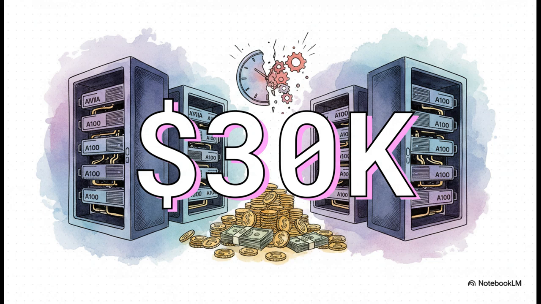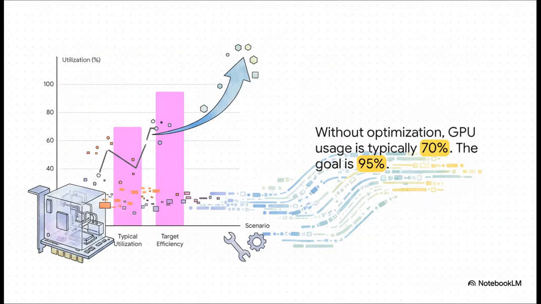Think about this. A single NVIDIA A100 GPU can set you back around $30,000. Now imagine you have racks full of them. Every second they're idle, well, that's a massive financial drain. But you know what? This is also where the real opportunity is. Without the right management, your typical GPU utilization is probably hanging out around 70%. But with the right tools, you can get that number up to 95%. That 25-point gap, that's a huge amount of wasted power and money, and that's exactly what we're going to fix.